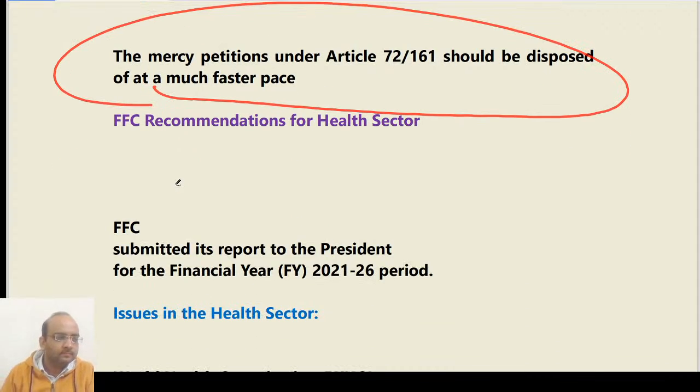So this would be, I think, the last topic of the day. 15th FFC means 15th Finance Commission.